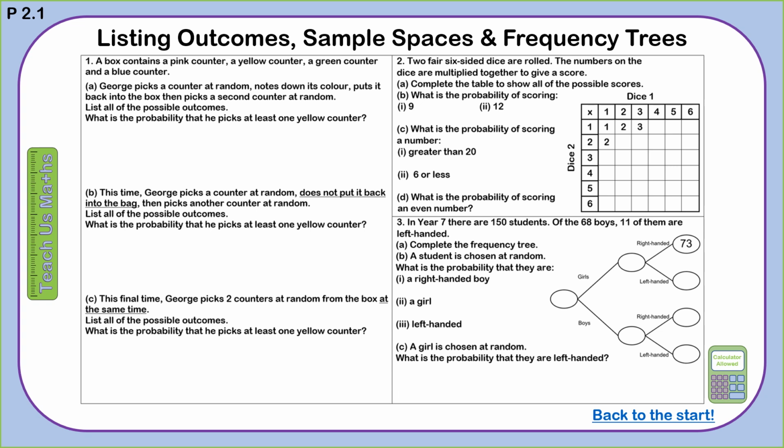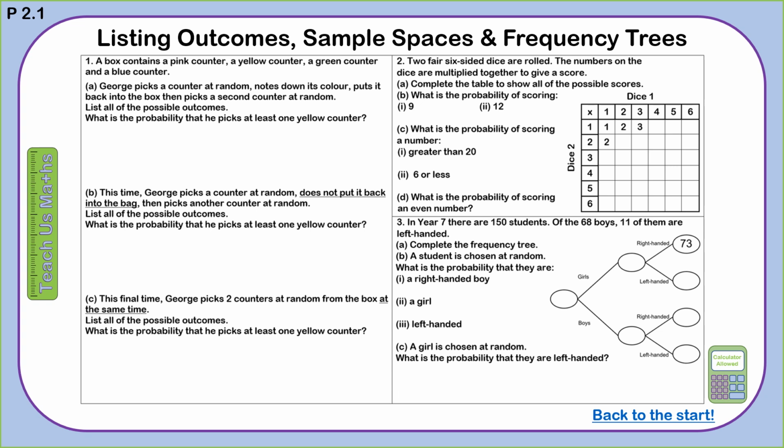Listing outcomes is where we systematically list all of the possible outcomes. We look for patterns to help us with this. One advantage of using this method is that it can be used when two or even more events occur. However, there are a few disadvantages to this method. First of all, you have to be very careful about the wording in the question. Also, it's not the most efficient method, and it is easy to accidentally miss out some combinations.